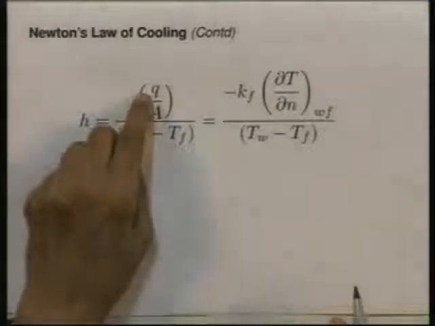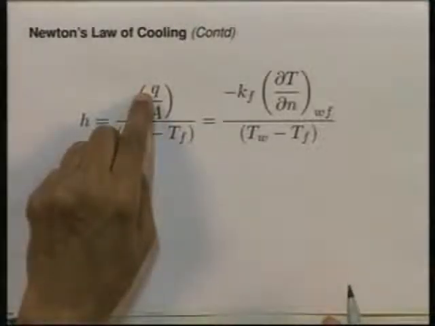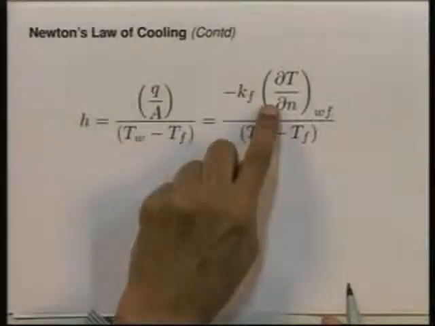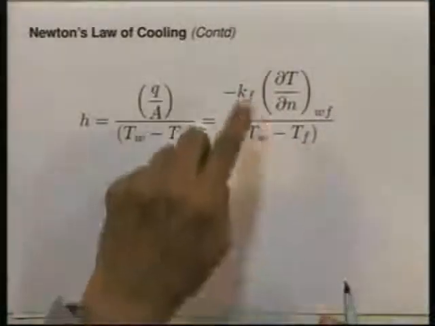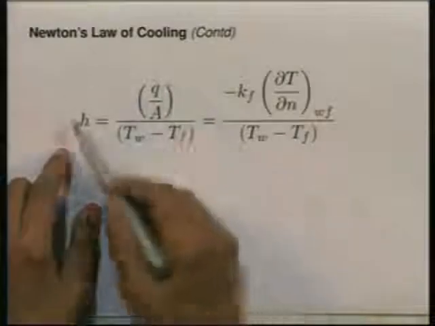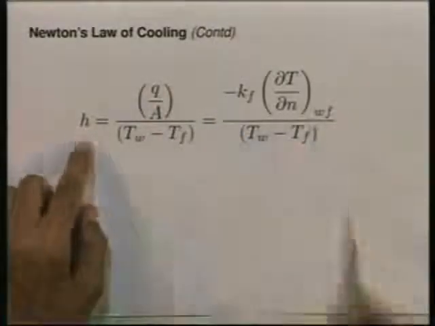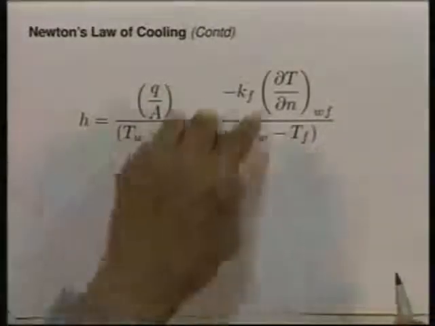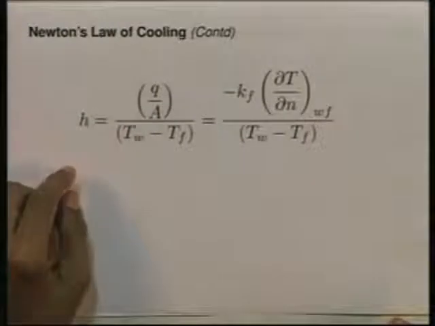So, the numerator, which stands for the heat flux by convection, can be converted to this expression by applying Fourier's law of heat conduction at the wall, and we get therefore this alternative definition of the heat transfer coefficient, or an alternative statement of Newton's law of cooling.